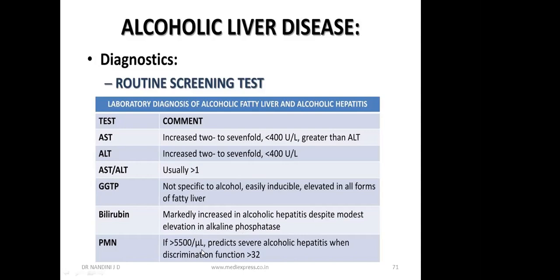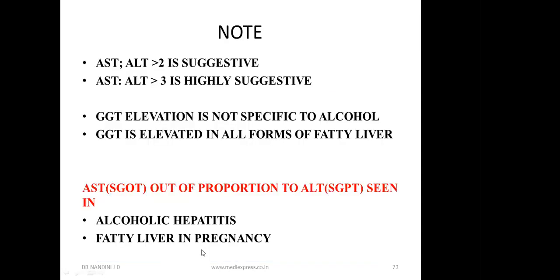This is very important. So that was about the tests, in general. Remember the most important one here: AST to ALT more than 2 is suggestive that the patient has alcoholic liver disease. AST to ALT more than 3 is highly suggestive. And gamma glutamyl transferase elevation is not specific to alcohol, which I already mentioned earlier.